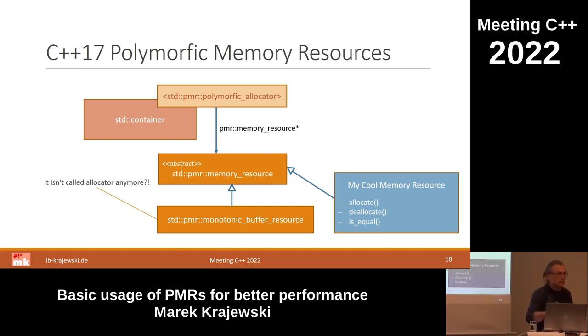Because polymorphic allocator doesn't change very much, it just stays as it is. So this whole library was named after polymorphic memory resource, in short, PMR. This PMR on the right side shows us the interface of a PMR. It's the part of the allocator which does memory allocations, allocate and deallocate, plus is_equal, which we need to distinguish between stateless and stateful allocators.